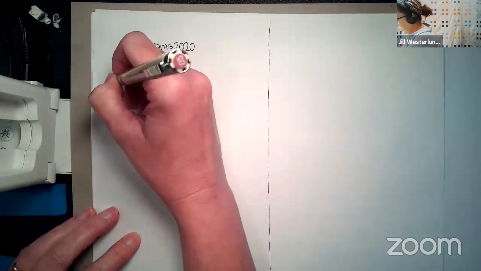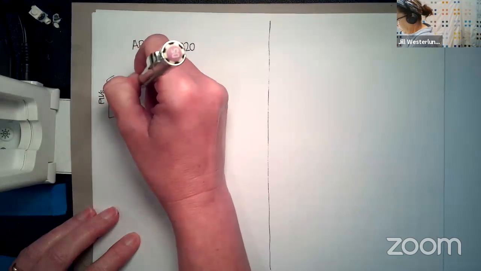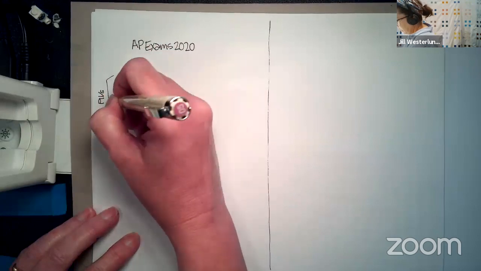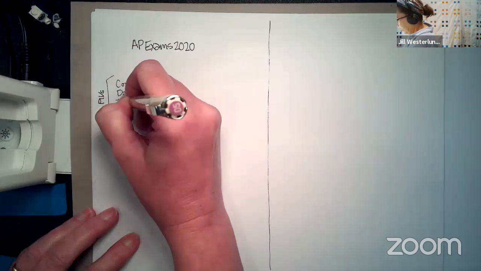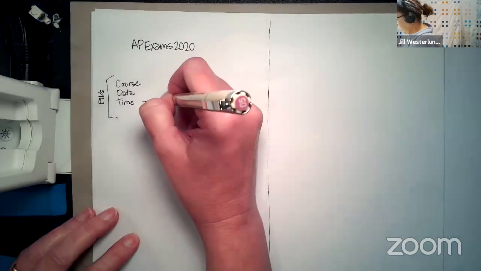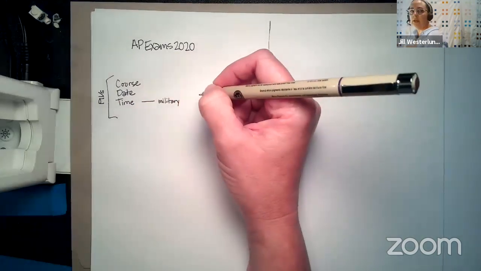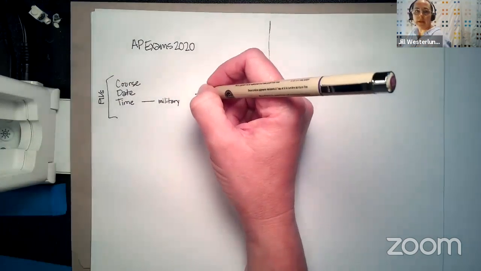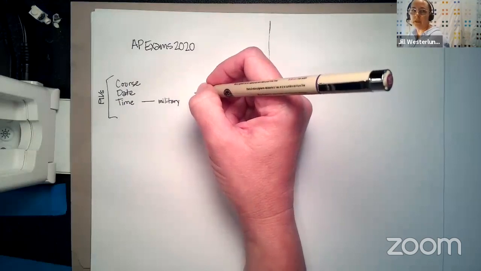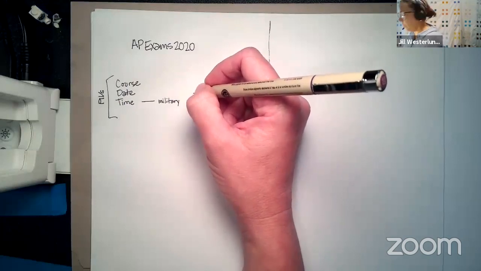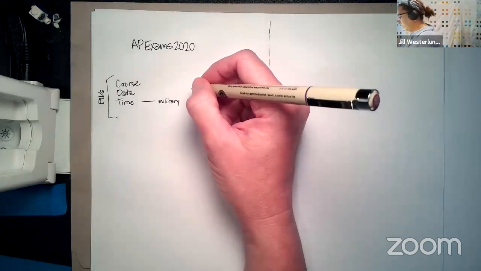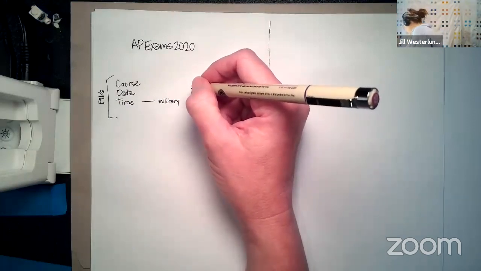Your exam is going to have a course name, and a date that your exam is given, and it's going to have a time. I would recommend that you use military time, where 1 p.m. would be like 1300, and 3 p.m. is, what, 1500, something like that. Use military time just because of the searching instance.